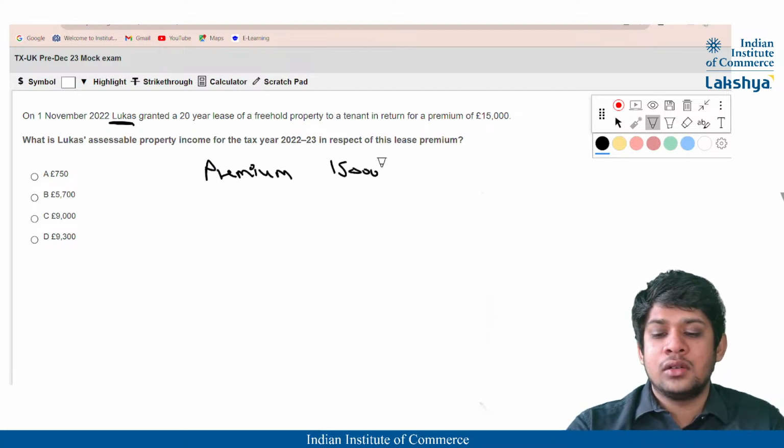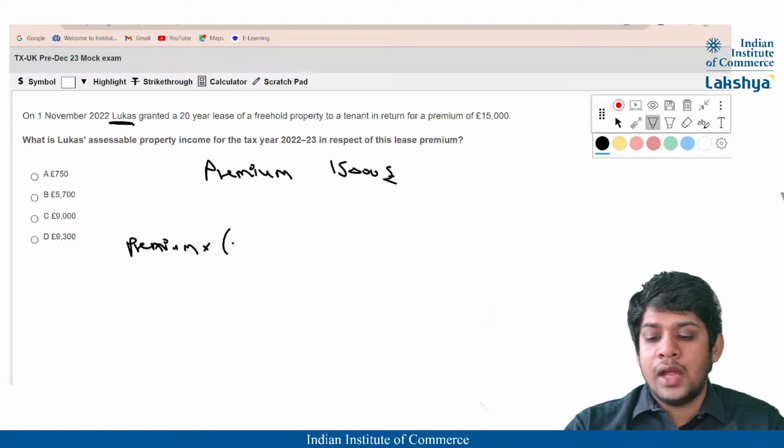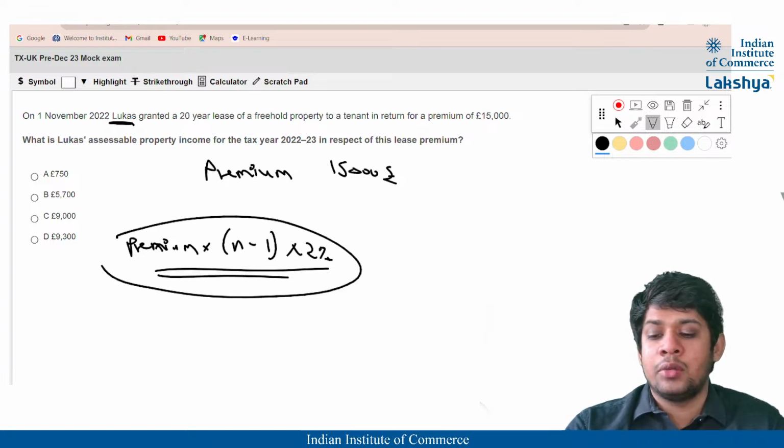is 15,000 pounds. Now, how much of this premium is deducted as an allowable deduction, and how much of it will be taxable? For that, if you remember, there is a formula. It is nothing but premium into (n minus 1) into 2%. Premium amount into (n minus 1) into 2%. This is the allowable deduction.